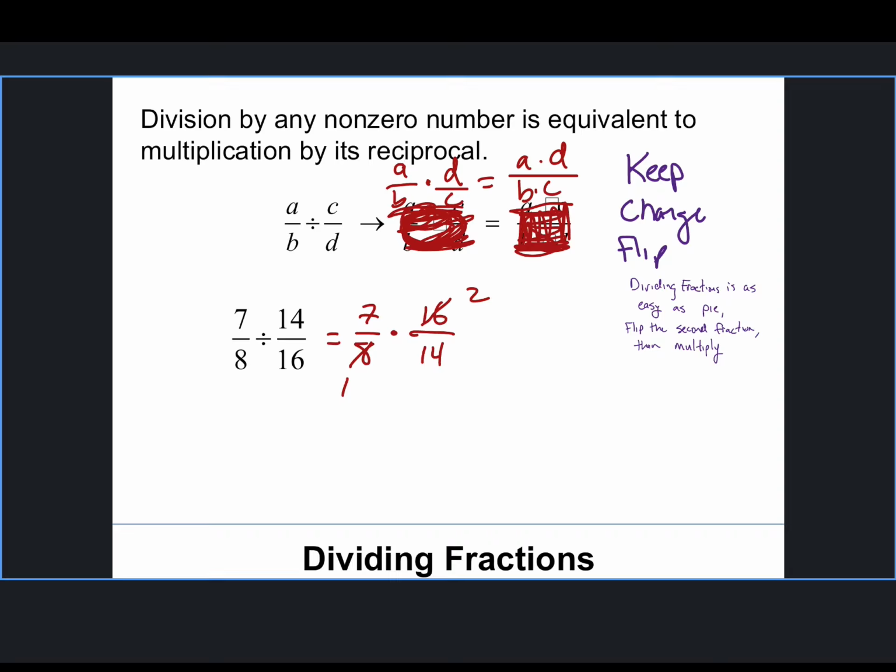Okay, and then we can divide 7 and 14. What can we divide those by? 7. Okay, 7 divided by 7 is 1. 14 divided by 7 is 2. So we have 1 times 2 over 1 times 2. What is 1 times 2? And 1 times 2? What's 2 divided by 2? 1. There you go.